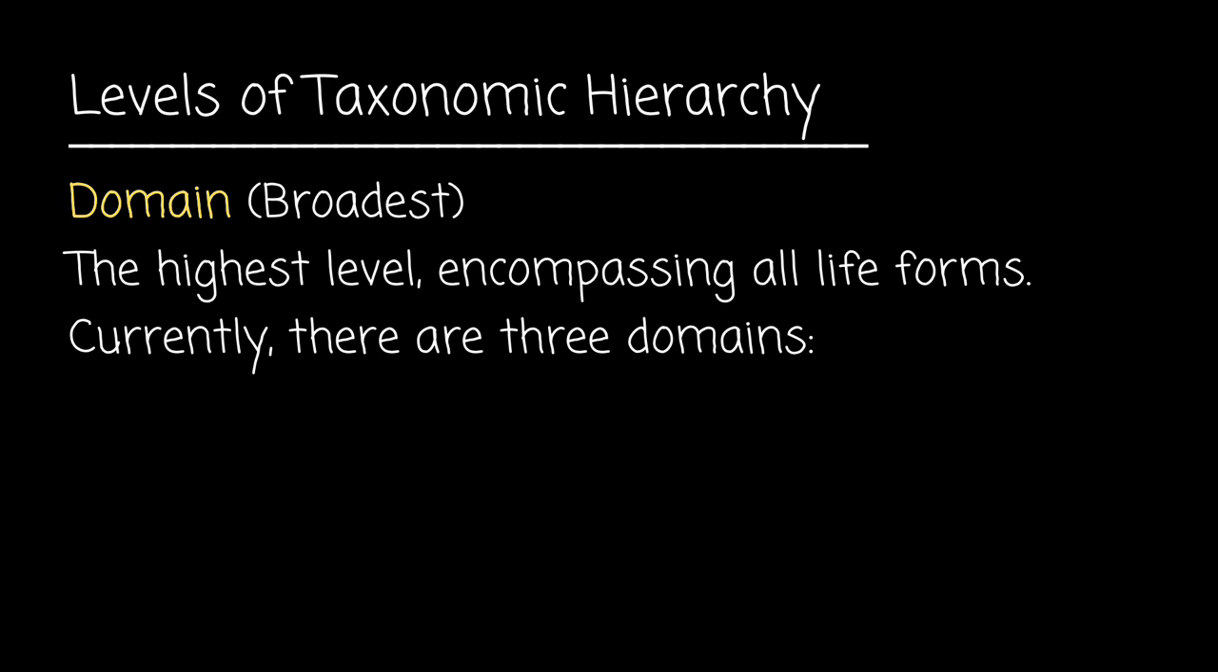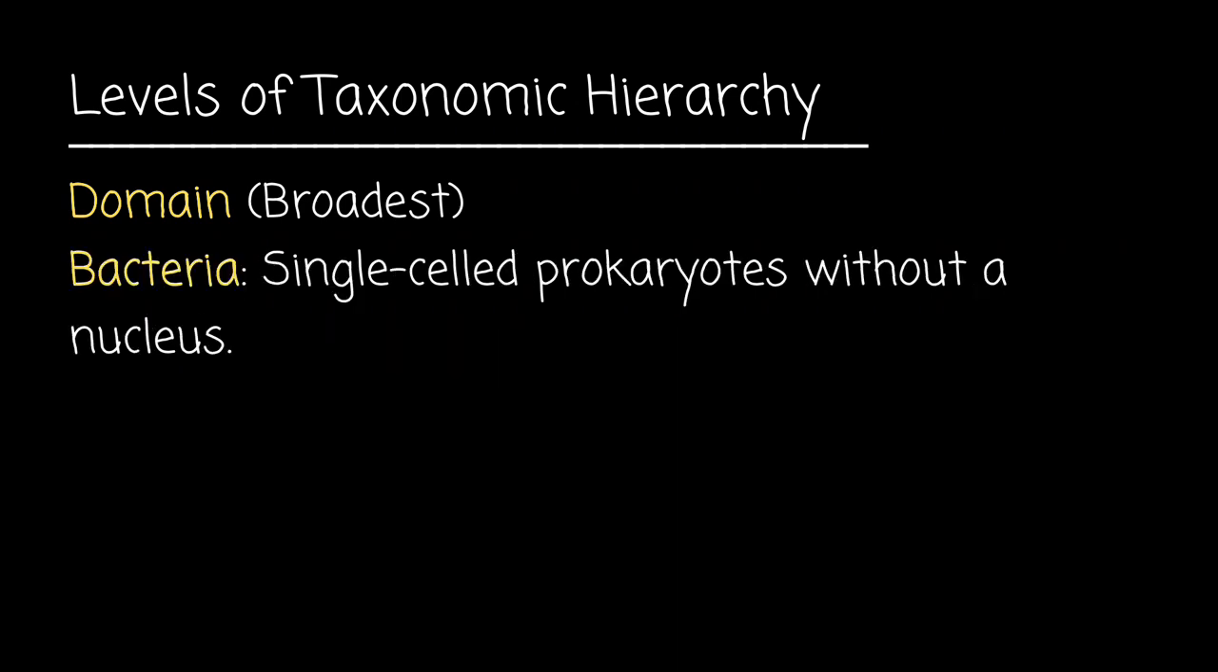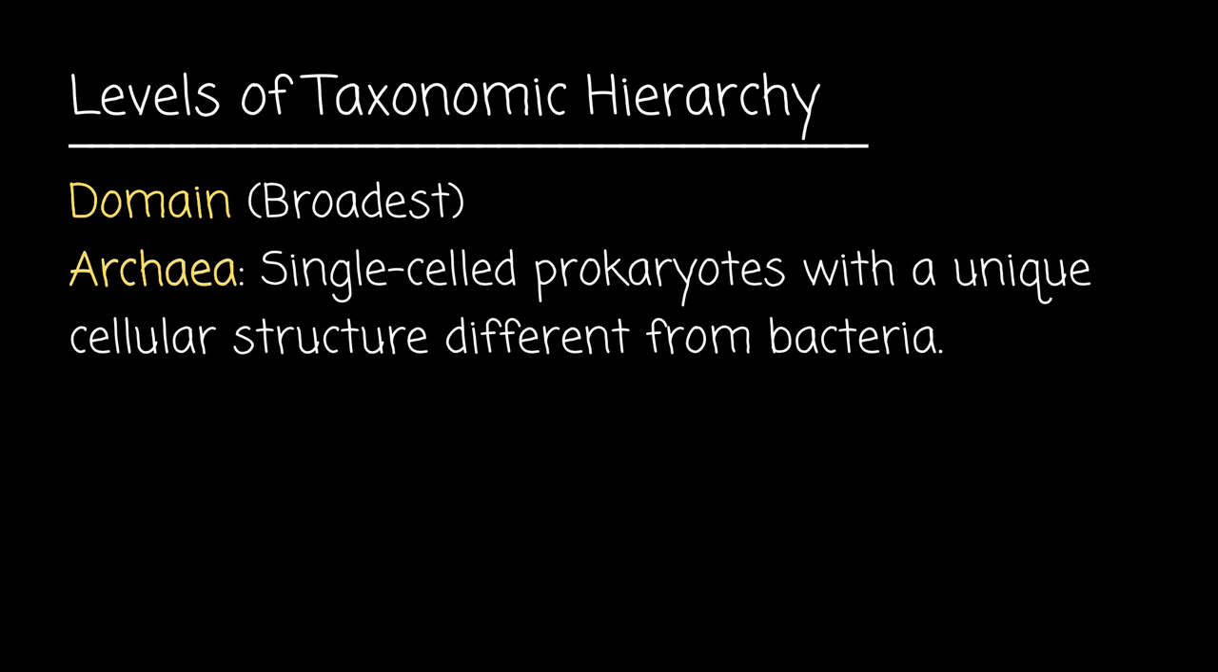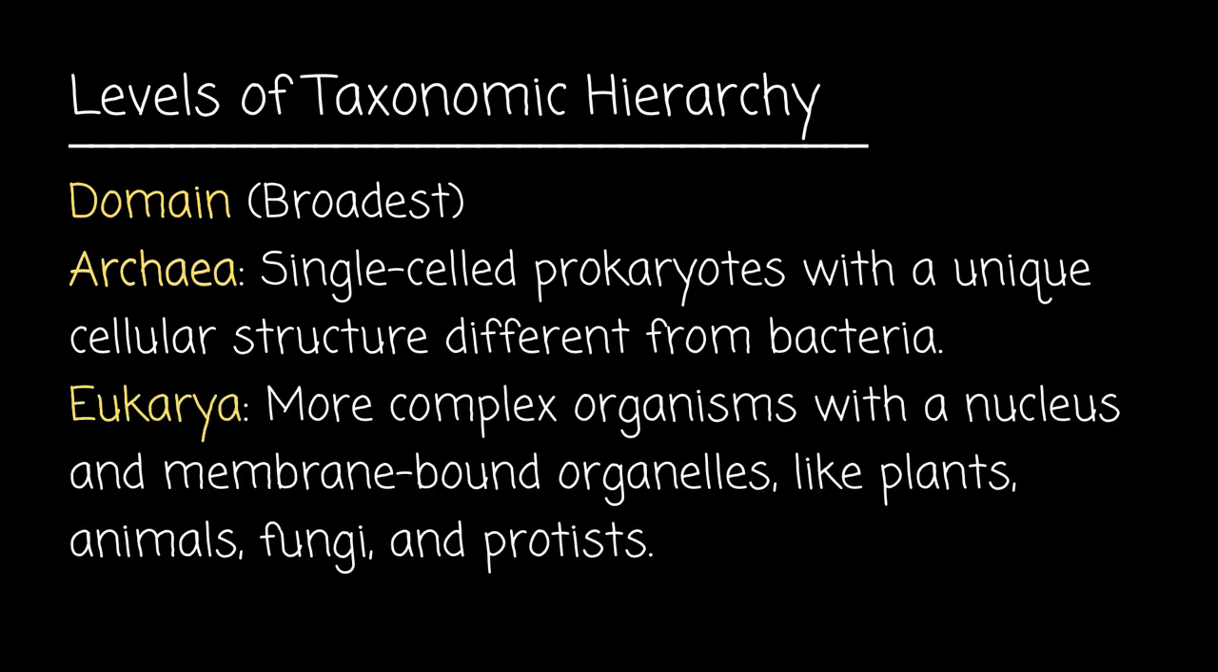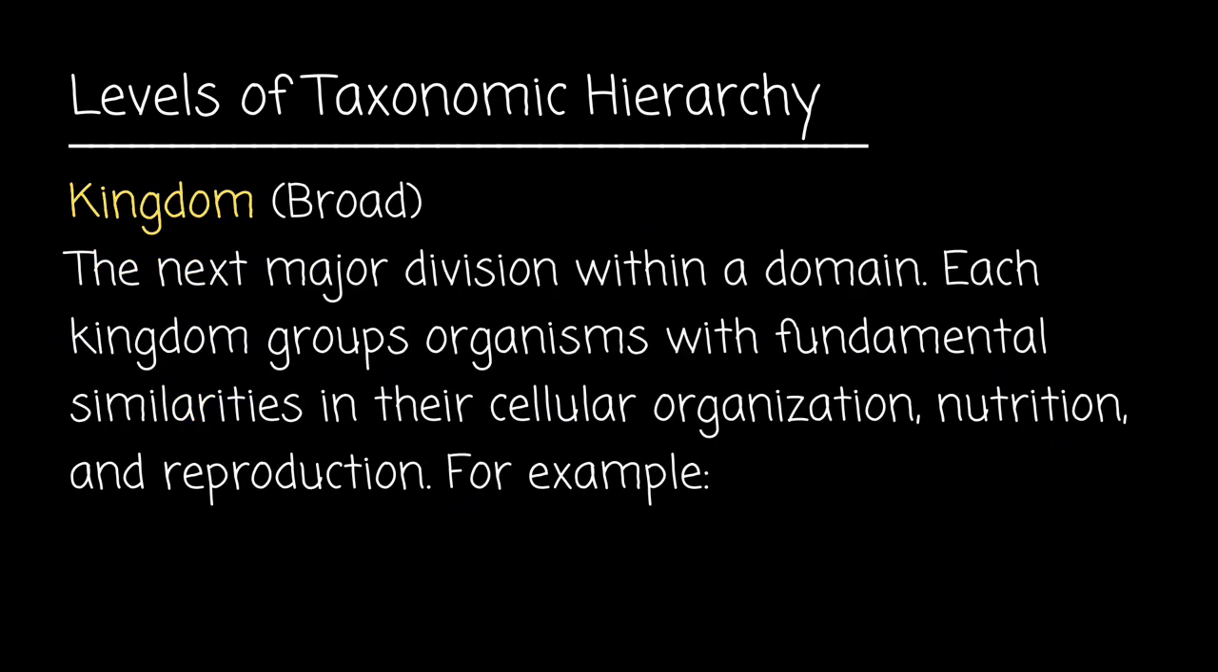Currently, there are 3 domains: bacteria, single-celled prokaryotes without a nucleus; archaea, single-celled prokaryotes with a unique cellular structure different from bacteria; eukarya, more complex organisms with a nucleus and membrane-bound organelles like plants, animals, fungi, and protists. Next, we have kingdom, the next major division within a domain. Each kingdom groups organisms with fundamental similarities in their cellular organization, nutrition, and reproduction.